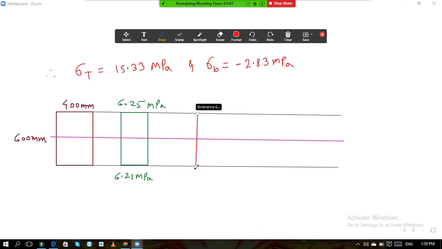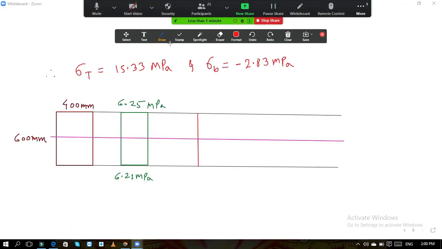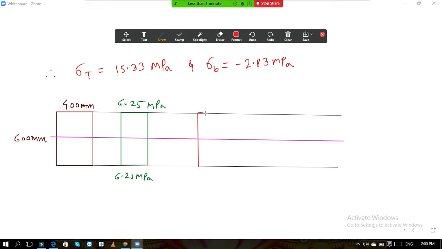Then the next is for CE dash by Z. So now what is the value? What was the value of CE dash by Z? It is 9.08. So CE dash by Z is plus and minus. At top it is plus, so it is plotted over here at top. At bottom it is minus.